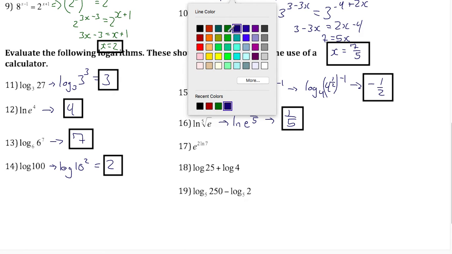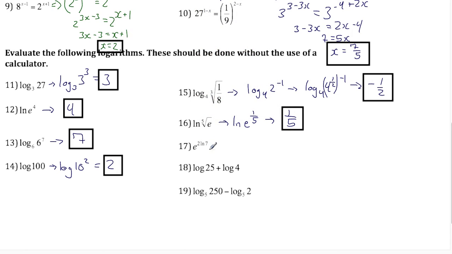17. Aren't you a fun one? So 17 is a little bit trickier in that we can't just drop this down. Actually, what we want to do is we have this 2 here. We can raise this to be the exponent, because right now this is a log.